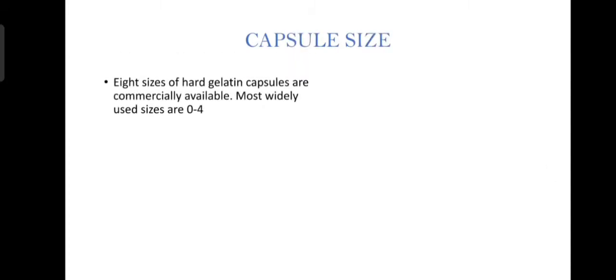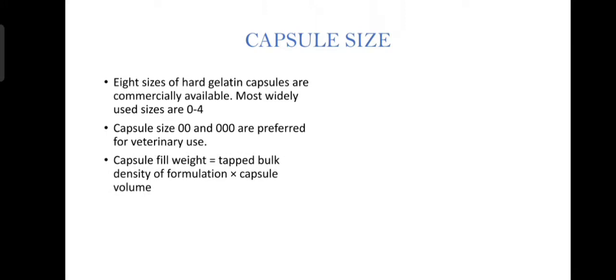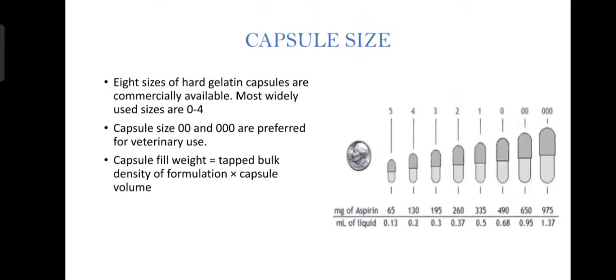Capsule size. There are 8 sizes of hard gelatin capsules that are commercially available. The most widely used sizes are from 0 to 4. Capsule sizes 00 and 000 are preferred for veterinary use. Capsule fill weight is equal to the tap bulk density of the formulation multiplied by the capsule volume. Here is the representation of capsule sizes.